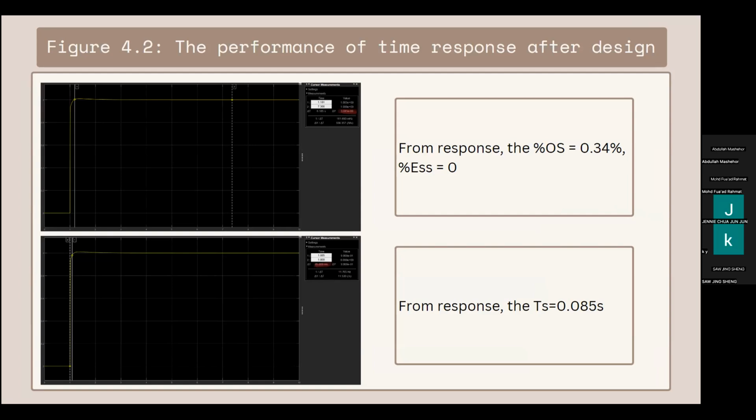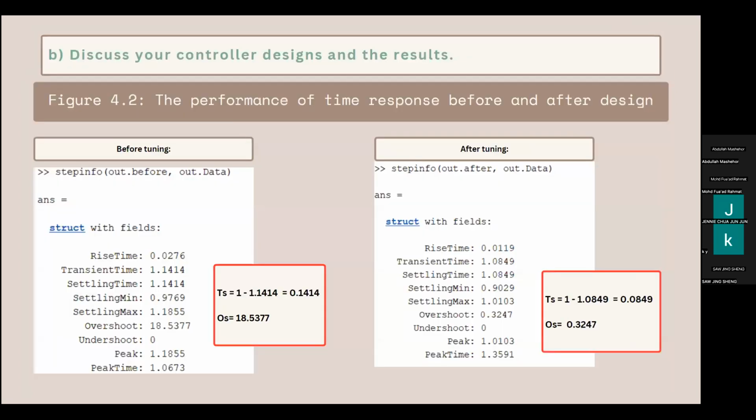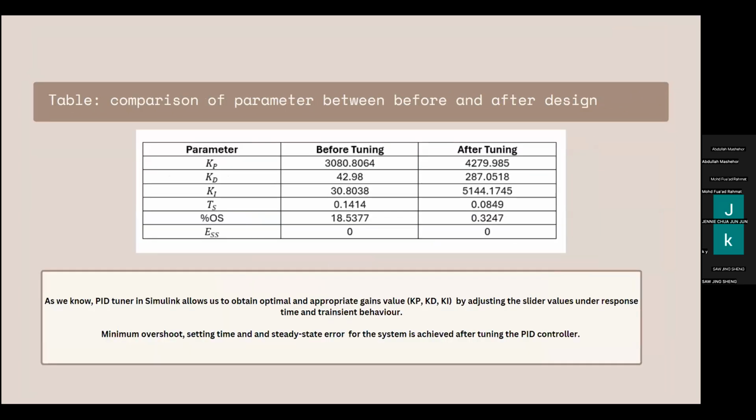You can see from the response, the overshoot is approximately 0.34%, we achieve a steady state error of 0, and the settling time is 0.085 seconds. Next slide. So this is our MATLAB code to show the performance, the time response before and after design. Next slide.